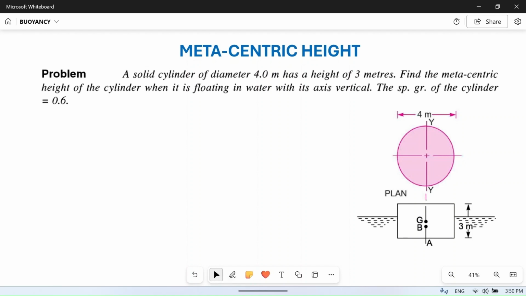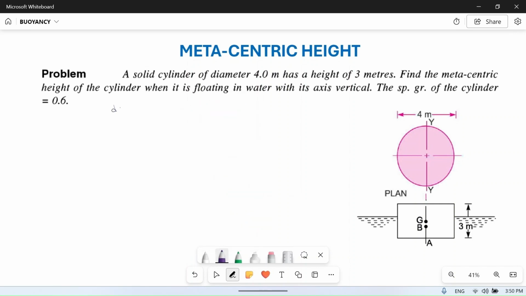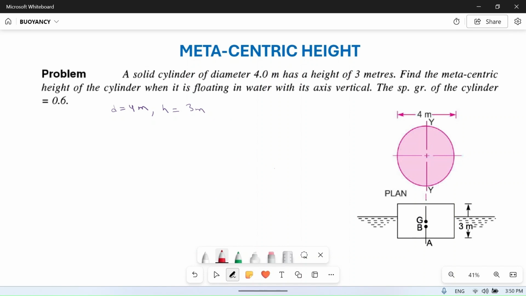A solid cylinder of diameter 4 meter has a height of 3 meters. So diameter D is given as 4 meter and height is 3 meter. It is also shown in the diagram. Find the metacentric height of the cylinder.